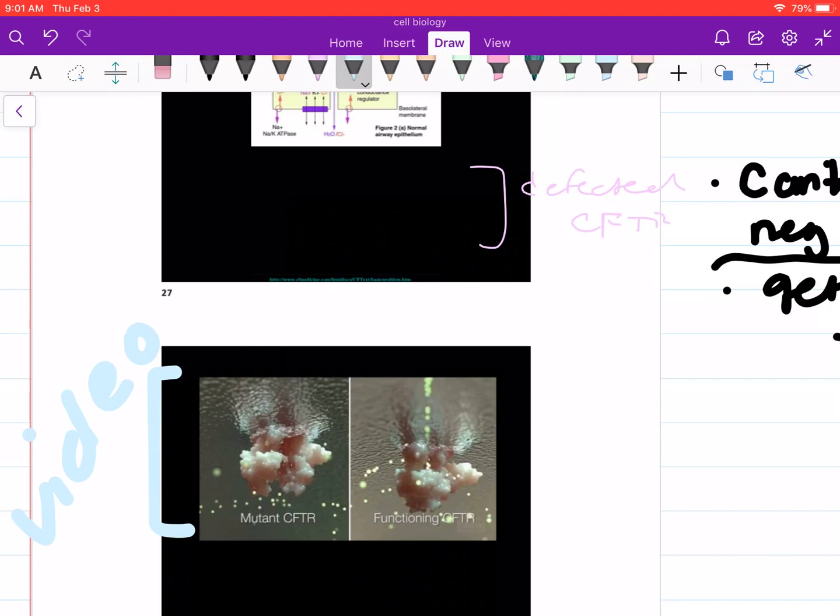Nice. So that kind of gives you a picture of what's going on inside the lung as to why that would cause such a problem and cause those infections.